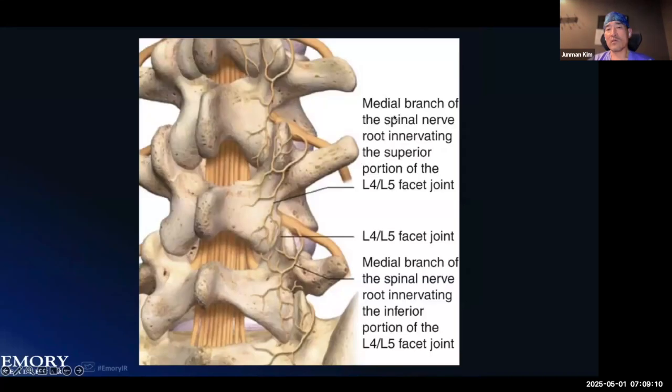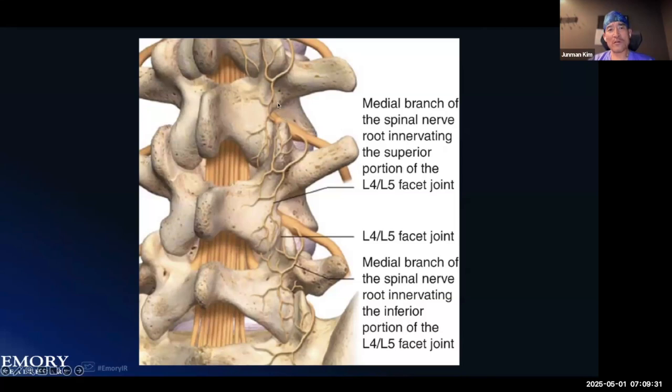So this is something called the medial branch of the nerves. Not a lot of you may have heard about this, because I also didn't know about the medial branch even after finishing my MSK radiology fellowship.